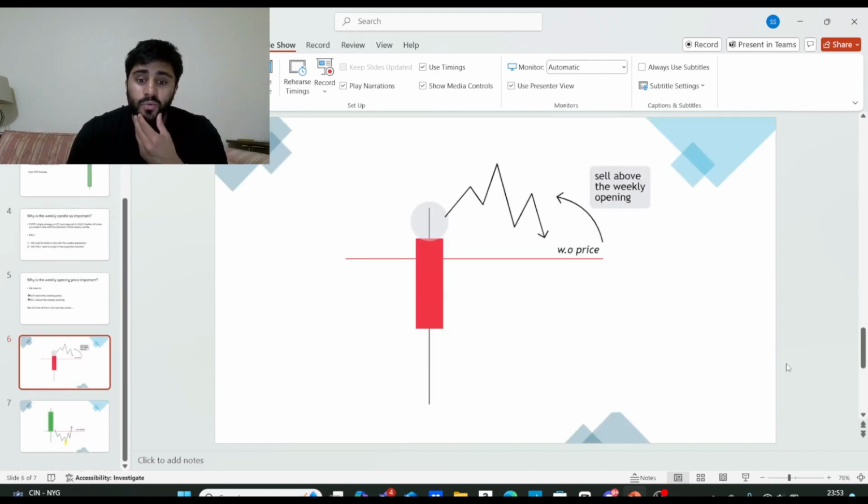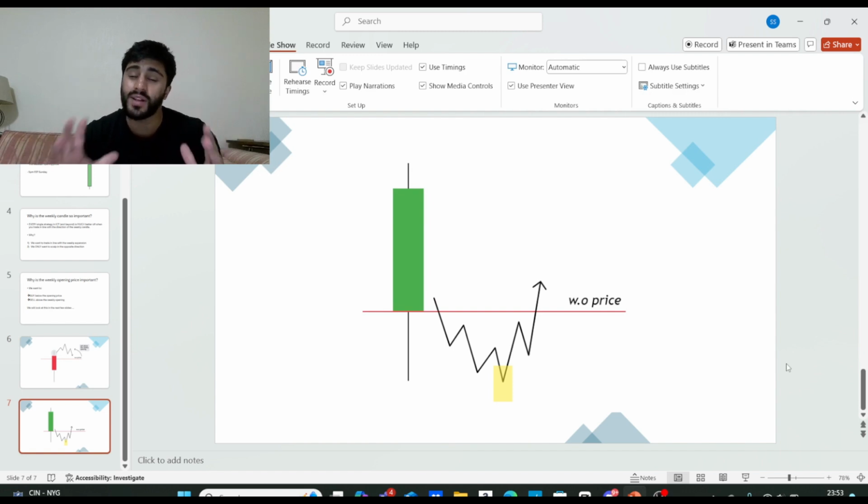A bearish candle will look something like this. We have the wick on the bottom and we have the body. The high of the week will typically occur above the weekly opening. That's important to understand. So wherever the weekly opening is, again 5 p.m. Eastern Standard Time on a Sunday, we're looking for a fair value gap entry after a market structure shift above the weekly opening. Vice versa for a bullish candle, it's exactly the same thing but flipped on its head. We're looking to buy below the opening price.